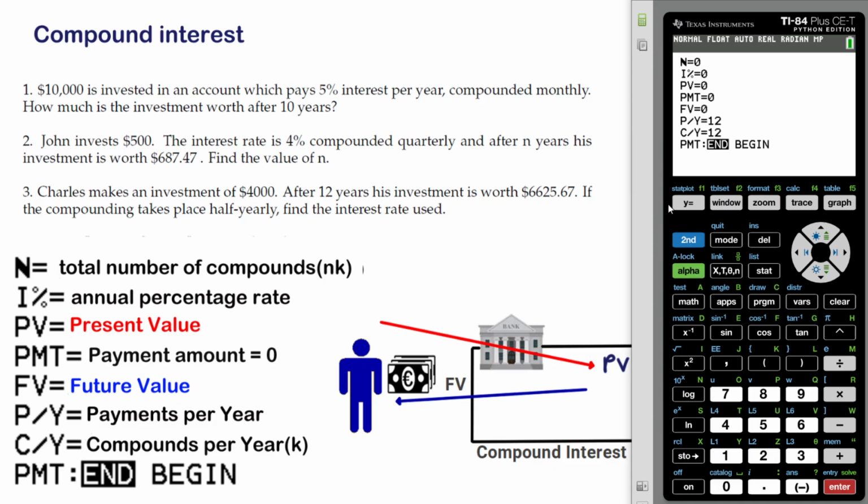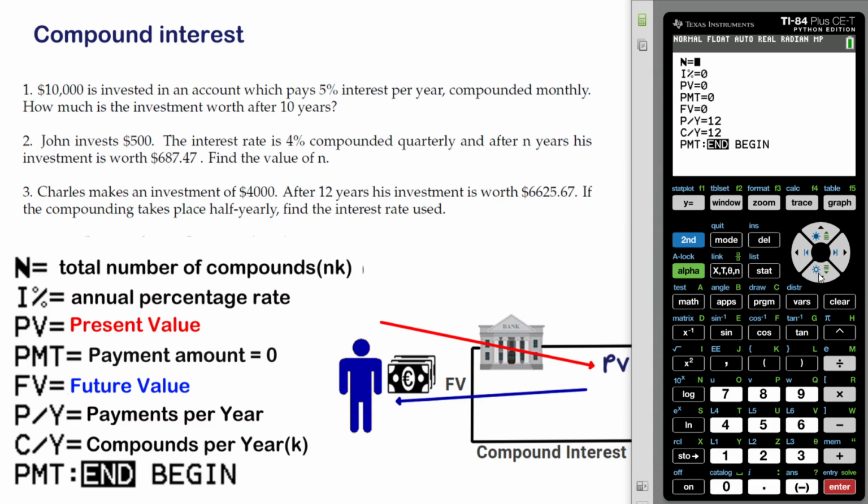Okay, so let's have a look at question 1. 10,000 is invested in an account which pays 5% interest per year, compounded monthly. How much is the investment worth after 10 years? If this was an exam question, you probably want to use the formula to solve this, because then you've got some working out to show. But let's see how we can do it on a calculator.